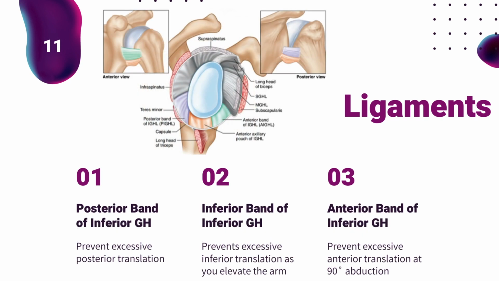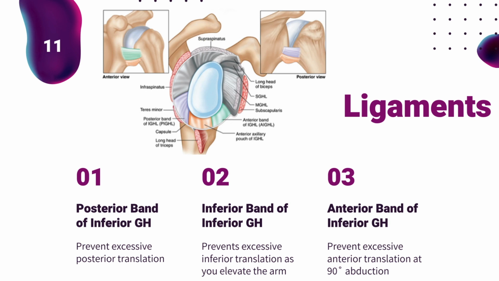The inferior glenohumeral ligament has 3 bands, and the 3 bands have different functions. The posterior band of the inferior glenohumeral ligament, which is the purple-ish one, is going to prevent excessive posterior translation. So if it prevents excessive posterior translation, it's going to help resist internal rotation. For internal rotation, the convex humerus rolls anterior and slides posterior on the glenoid.